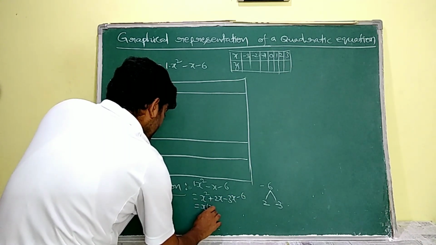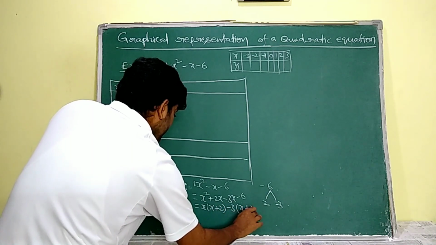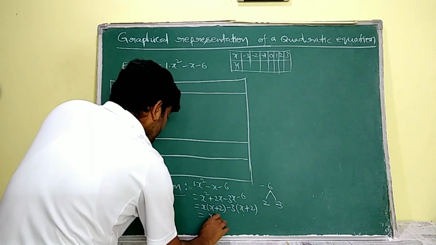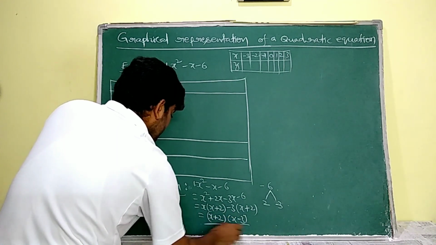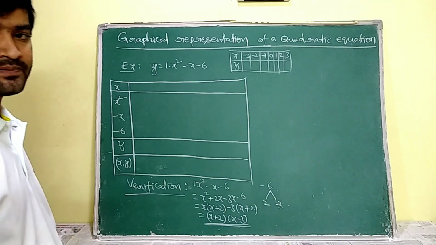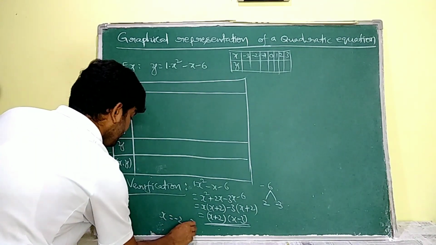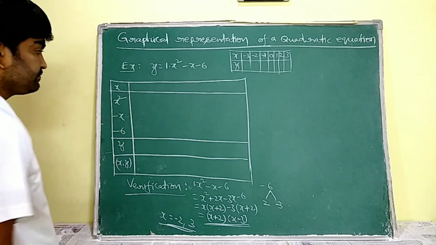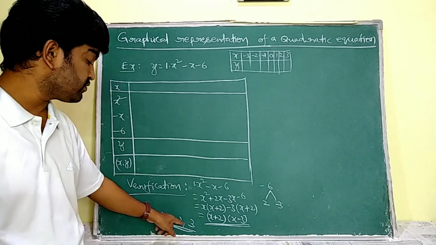Just take x common here: x into x plus 2, minus 3 common here: x plus 2. So x plus 2 is common. Then x plus 2 into x minus 3 we obtain. That is, the x values are minus 2 comma 3. That means this graph touches the x-axis at minus 2 and 3.